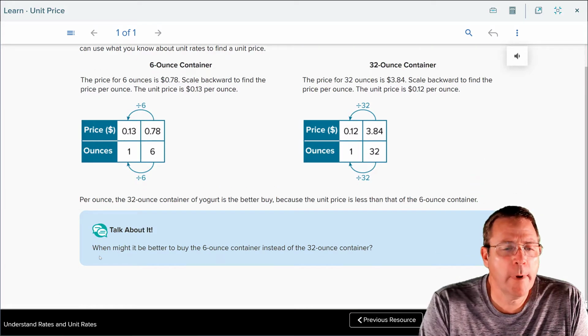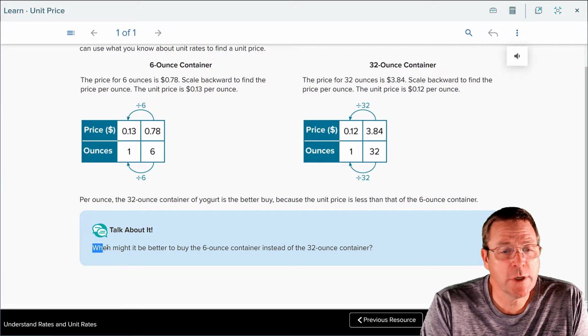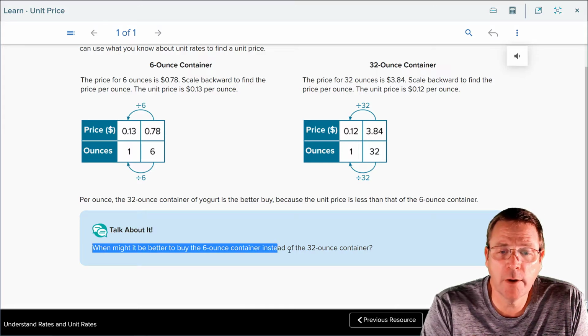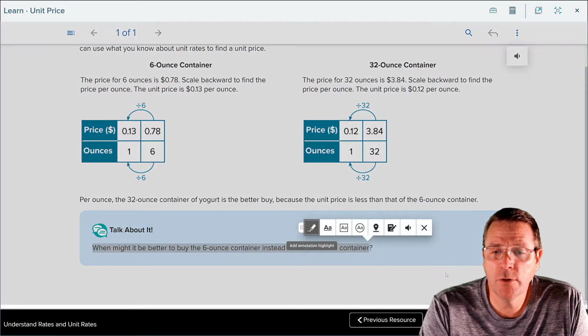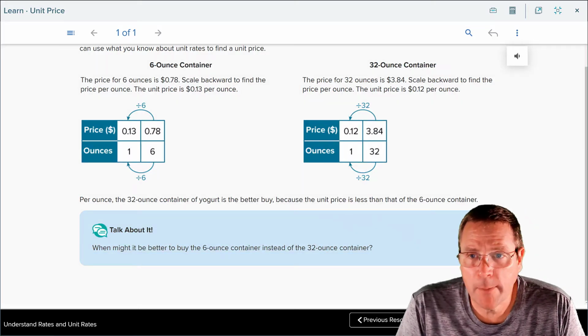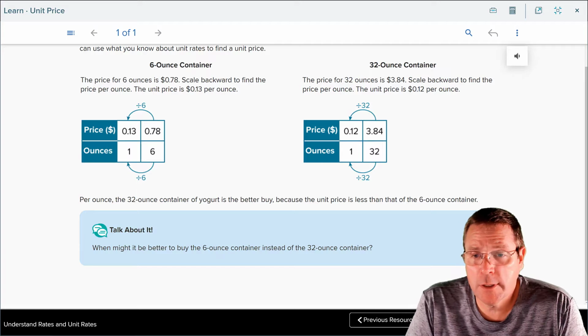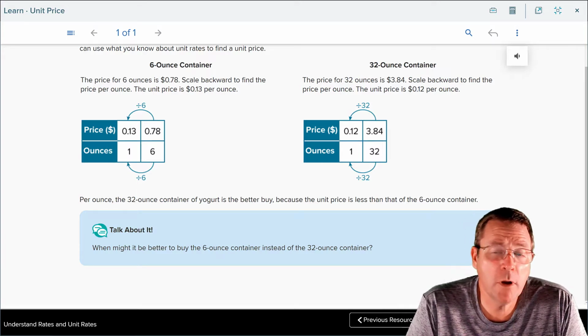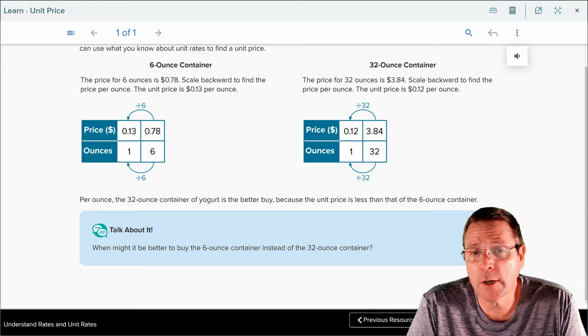Now the Talk About It does ask a really good question. When might it be a better buy to buy the 6-ounce container instead of the 32-ounce container? That's a really good question. I mean, if the 32-ounce container is cheaper per ounce than the 6-ounce container, when would it be a better deal to get the 6-ounce container? Think about that one.